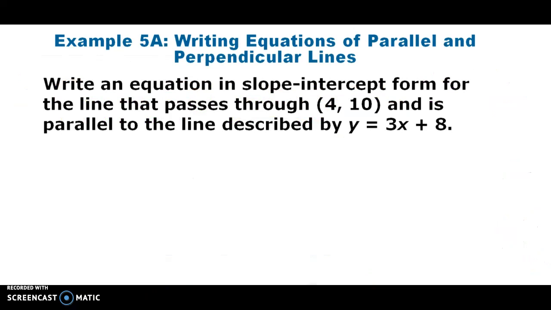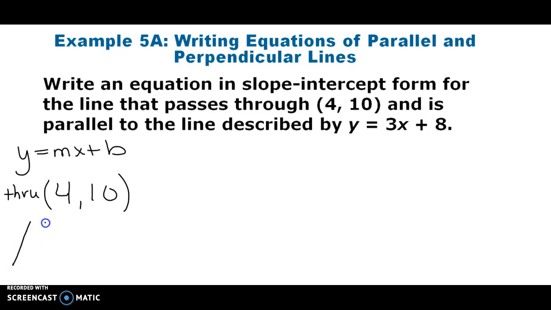Kind of 3 scenarios. So I just write this down with me. First of all, we need our answer to look like this: y equals mx plus b. We need to go through the point (4, 10). So I'll say THRU, through (4, 10). Take a drive through. And it needs to be parallel. So if you remember shorthand from geometry, those railroad tracks, parallel to y equals 3x plus 8. Those are our 3 scenarios that we have here.